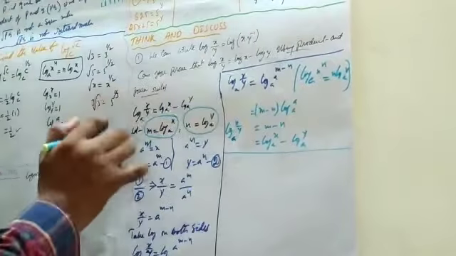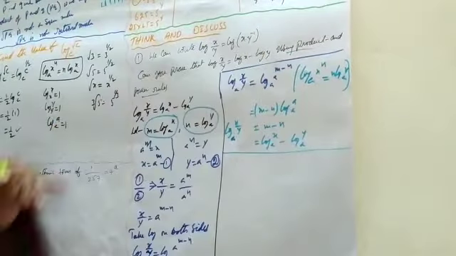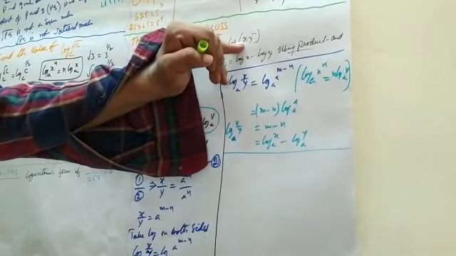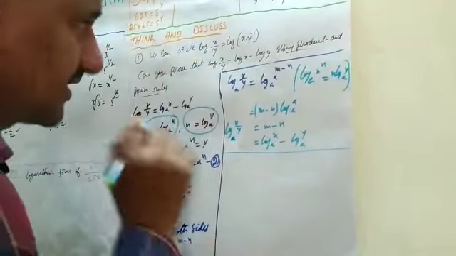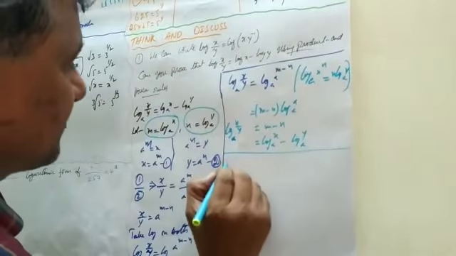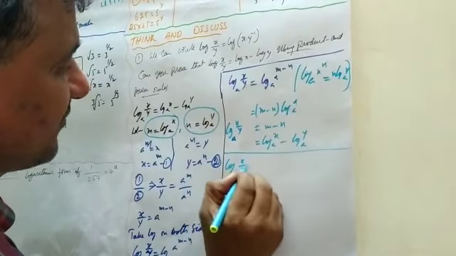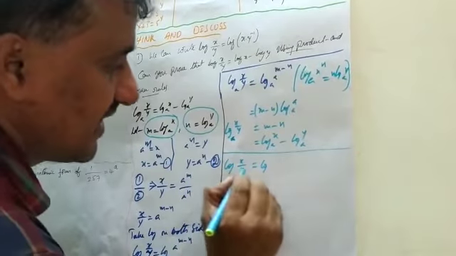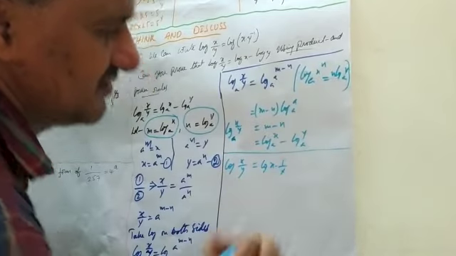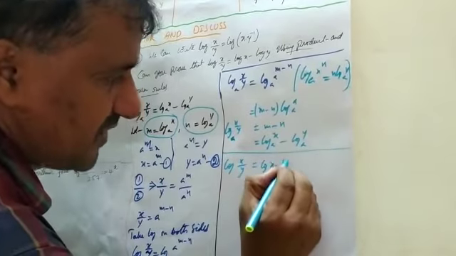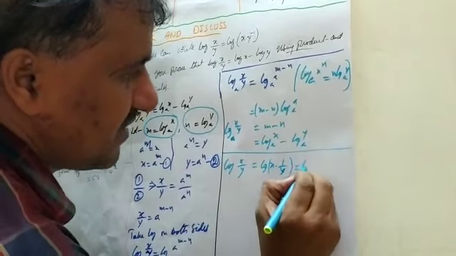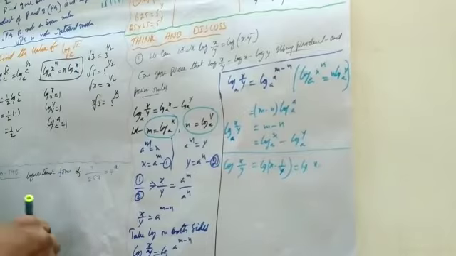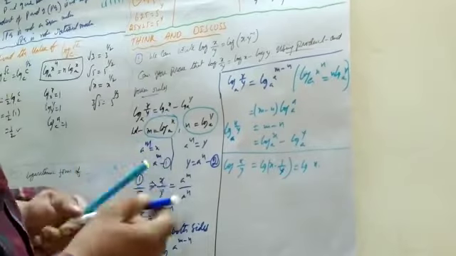You can also write log x by y base a as log of x into y inverse. Why? Because x by y is x into 1 by y. That means log x, here 1 by y. What is 1 by y?